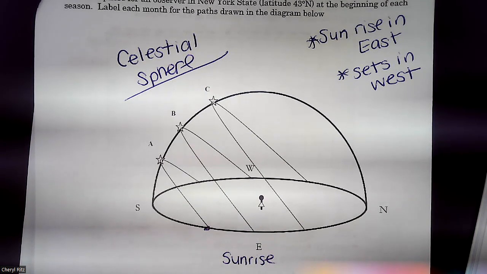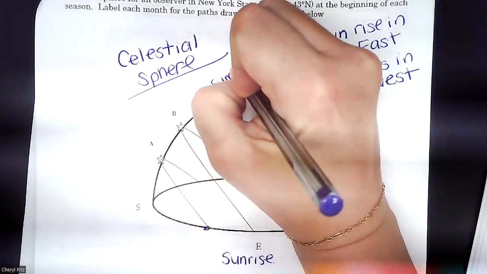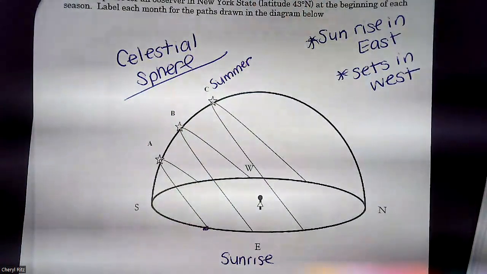So sun rising and setting is one way of telling which one of these is which month or which season. There are two other ways that I can look at each one of these and determine what month or what season it is. Can you figure out which one of these, A, B, or C, is summer? C? Why do you think they said C? Because that's where the sun is highest in the sky. So C is summer.